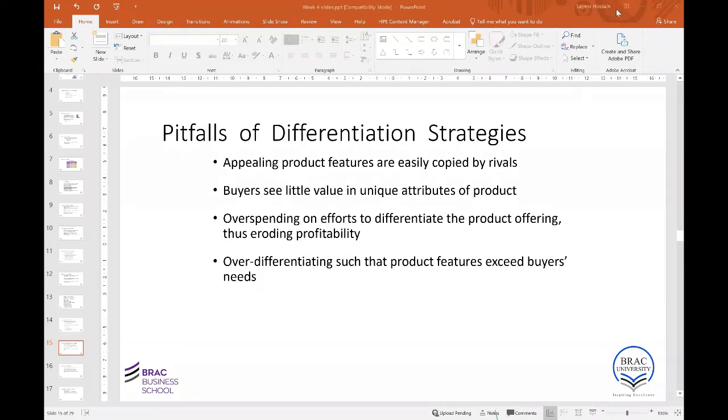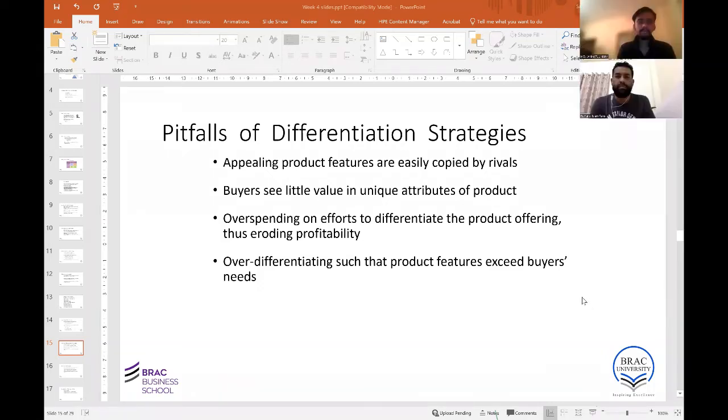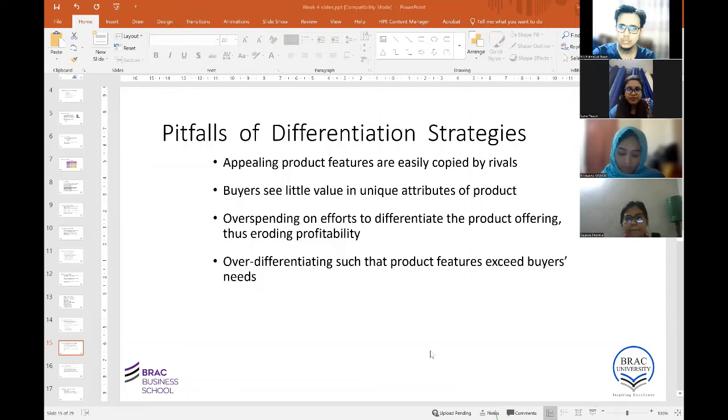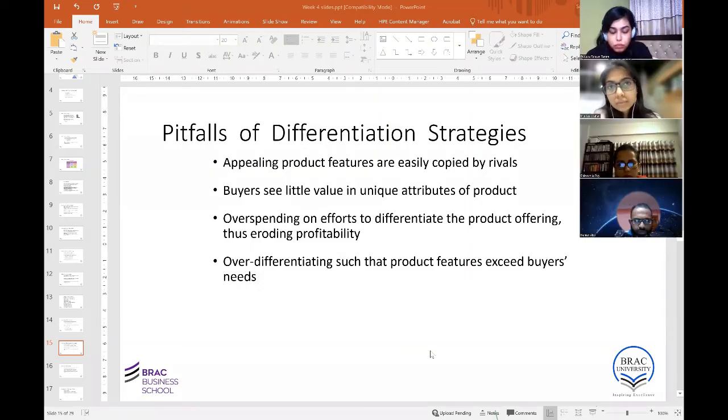Over differentiating such that product features exceed buyers' needs. Well, sometimes you may be over engineering your differentiation in ways buyers don't even need. They don't need that much differentiation in their product. All they want is a simple product. And sometimes that could backfire because buyers don't want that much.